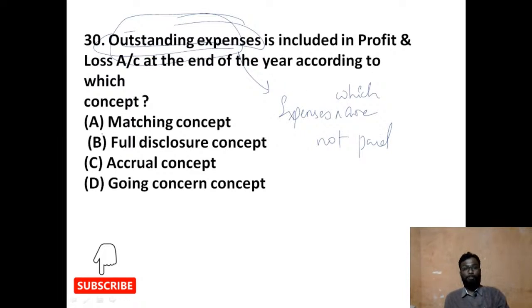That is as per the accrual concept. Since those expenses relate to that particular year, you have to record them. Whether you have paid or not, received or not, does not matter here. If those expenses or incomes are related to the particular year, you have to record them. It is according to the accrual concept. Are you understanding? Yes. Very good.